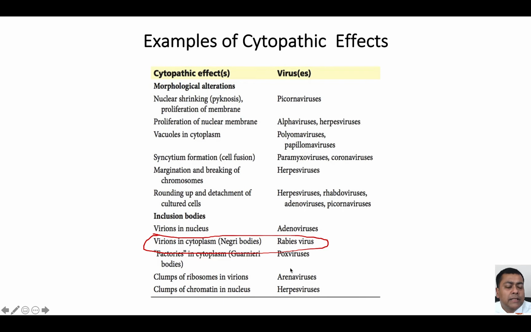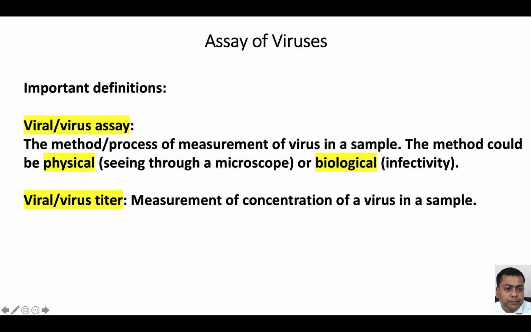These are some of the inclusions that you can visualize in the cell under the light microscope. You will not be able to see the virions, but when there are many of them together, you can see a darkly stained electron dense area in an electron microscopy, or a dense area if you stain the cell as well. So these are some of the examples of the cytopathic effect.